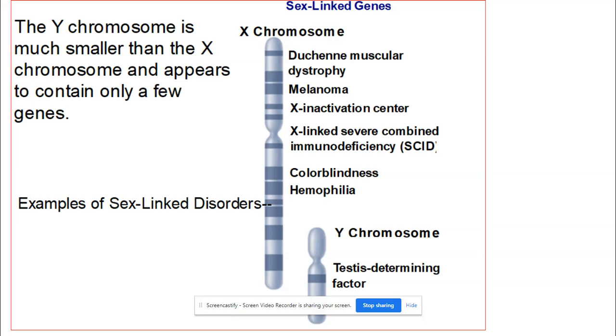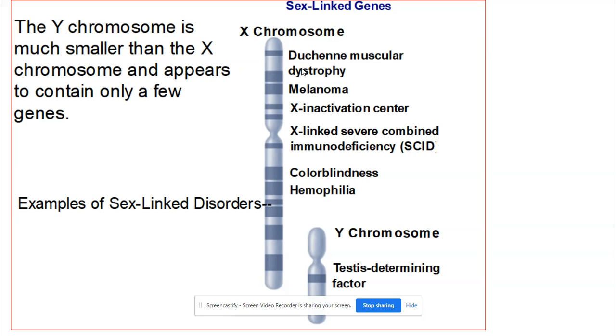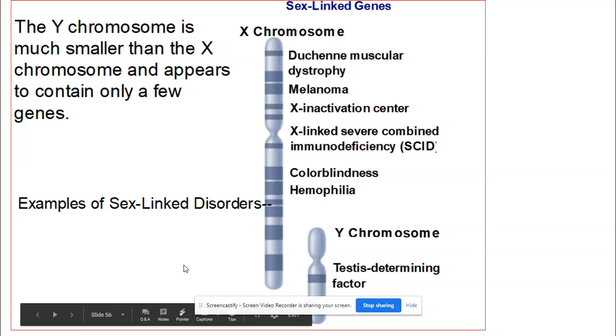So this is a list of some of the genes on the X chromosome that if they have the recessive allele of this gene, then that causes a genetic disorder. So some examples of sex-linked disorders that you'll hear about: Duchenne muscular dystrophy, color blindness, and hemophilia. Some of these other ones are not as common.